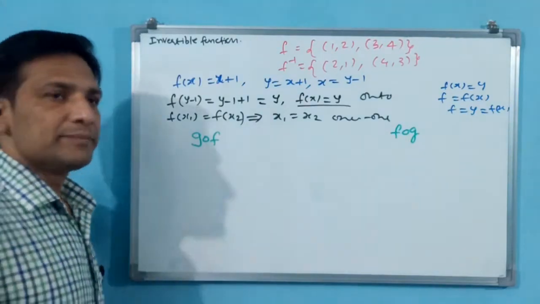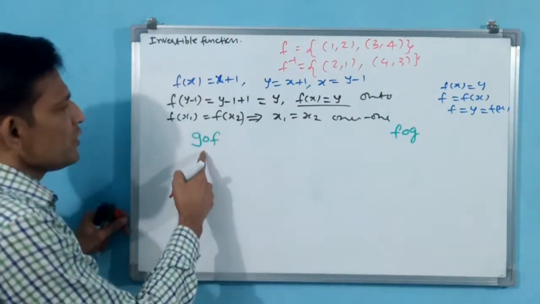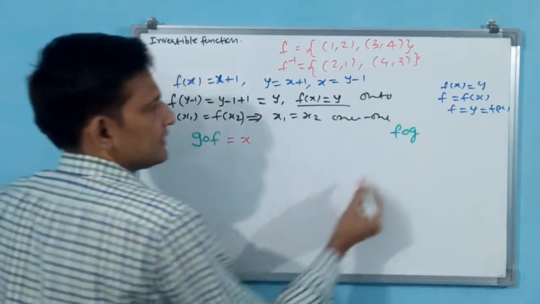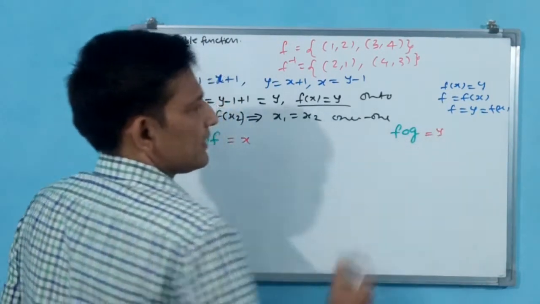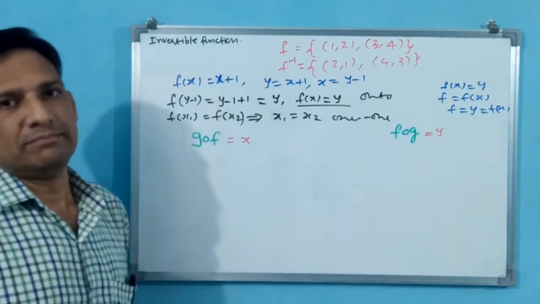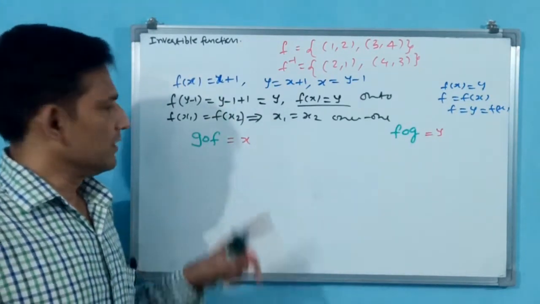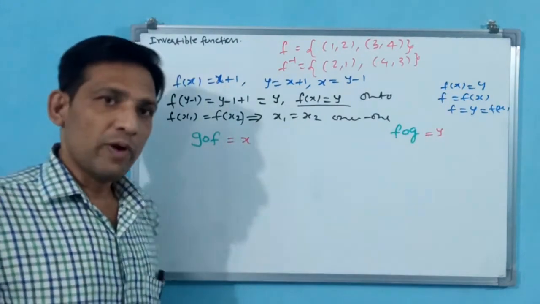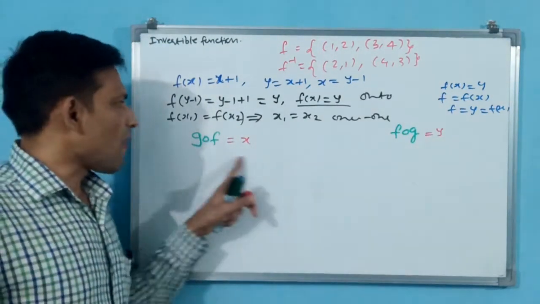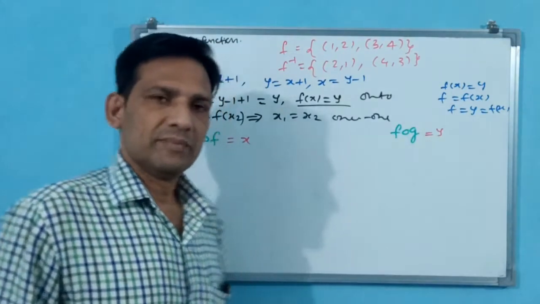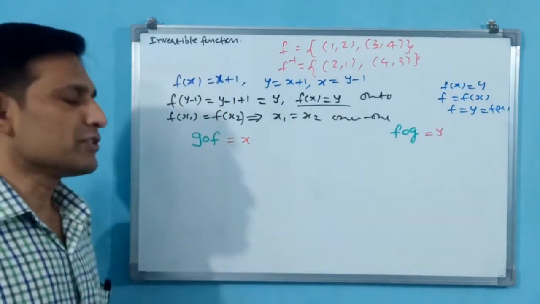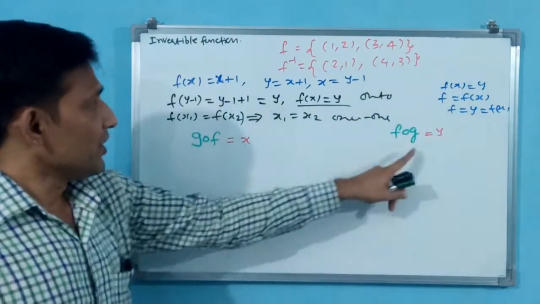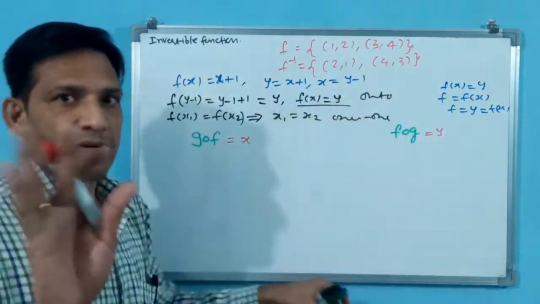Now you see what I am writing. If you prove GOF is equal to I_X and FOG is equal to I_Y, then this function is invertible. If you prove GOF is equal to I_X, FOG is equal to I_Y, you remember it like that. Or else you can simply remember that f is always X, and g we will take Y, this Y we will take afterwards.